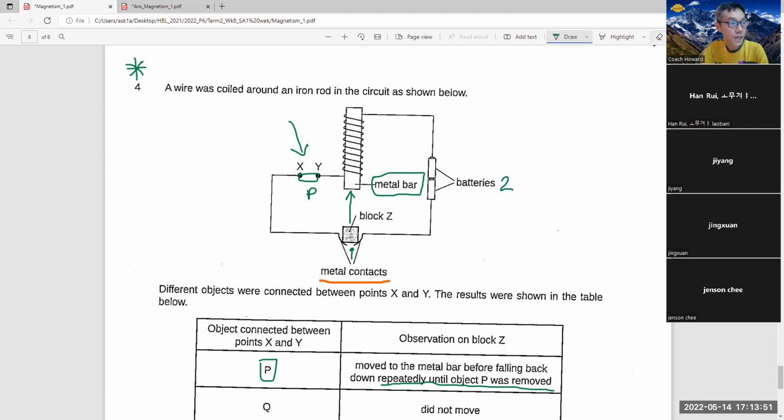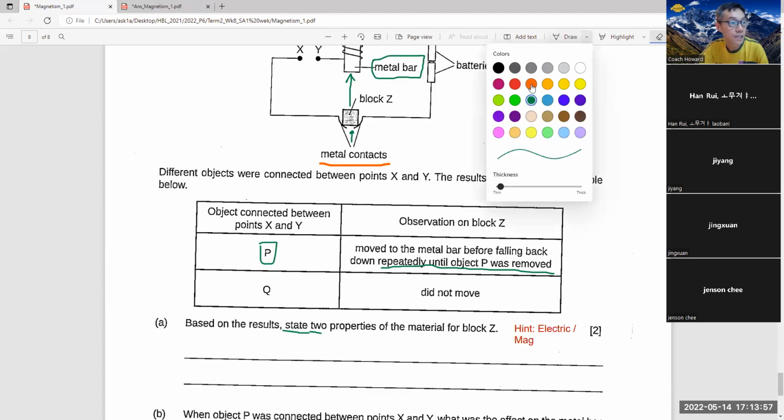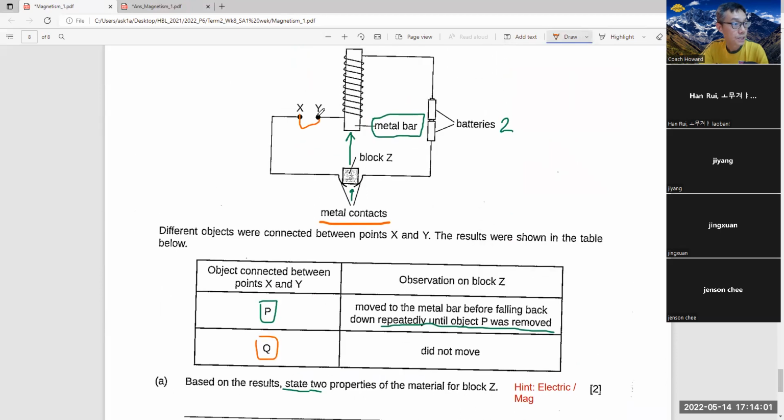Now if you change the material to Q, so you understand. Now if I change to Q, if I put Q here, and they say this object did not move. So immediately you know that Q does not conduct electricity.